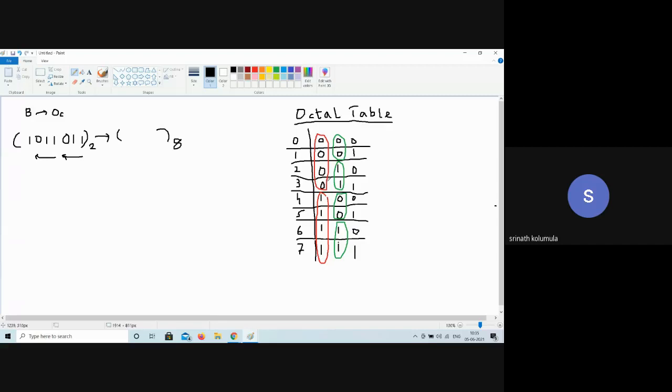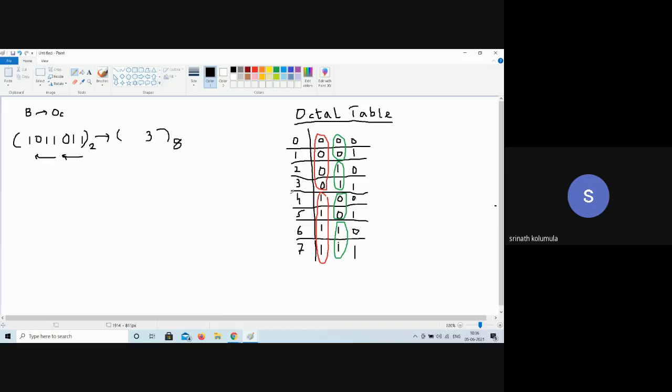Exactly, very good. So where is 0 1 1 in the table? 0 1 1 is here, and the octal value is 3. So you write 3 here. Now tell me the next octal value. 0 1 1 again, so 3. Okay.